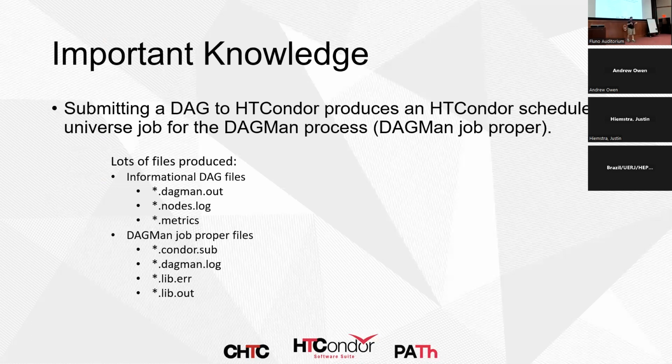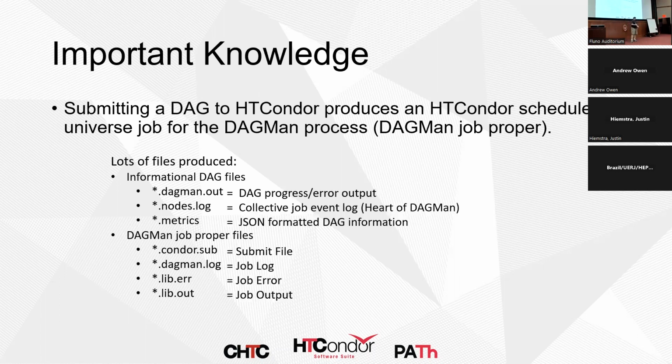As I mentioned, HTCondor actually submits a scheduler universe job. We refer to that as the DAGMan job proper. So it has its own submit file, its own log file, error, output. Those generally aren't used too much, but they're nice to look into. The top files, though, the informational DAG files, are very nice. So the dagman.out file will have a bunch of debugging and error information. It can also be a lot of information, and you can easily miss information in that file.